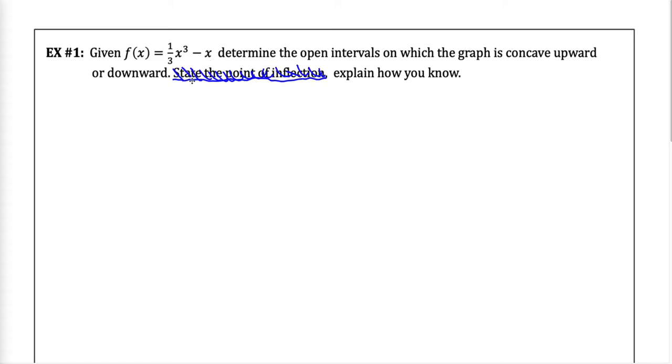Okay, so Hannah, what should I do to try to figure out where it's concave up or down? Take the first derivative and then the second derivative. Perfect. Go right to the second derivative, which you're correct. We can't go right to it. So we've got 3 times 1/3 minus 1, and my second derivative is 2x.